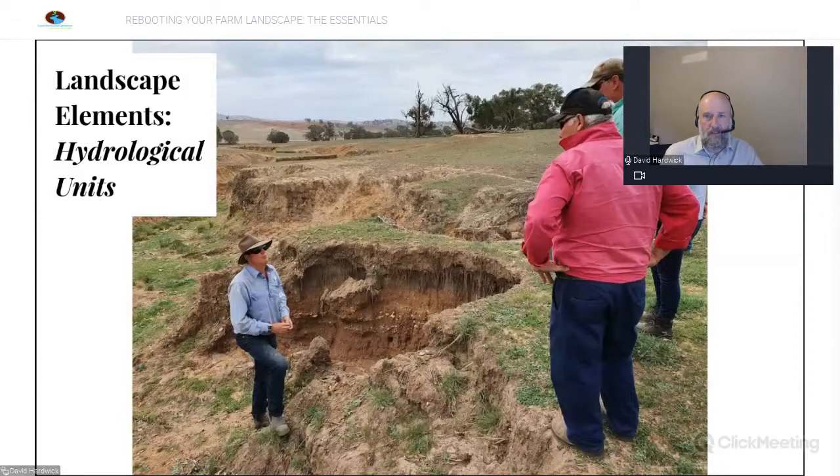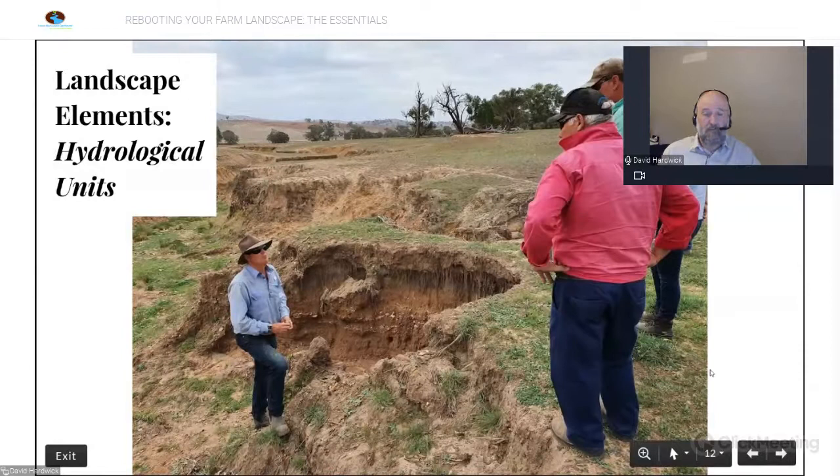So you can see you can break up your landscape into different parts of the puzzle, if you like. And the key challenge with rebooting landscapes is designing the puzzle, if you like, or arranging the parts to your landscape in a really coherent way that is a win-win for you and your agricultural business and a win for the environment.